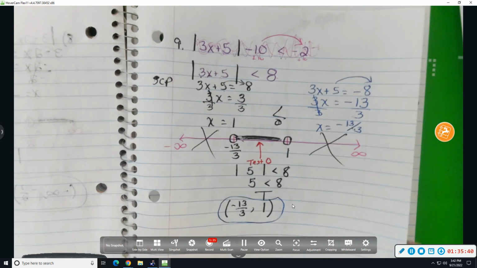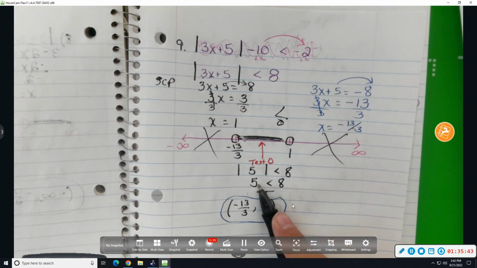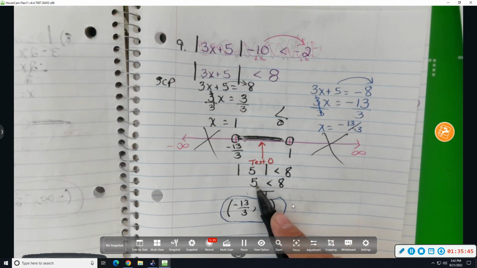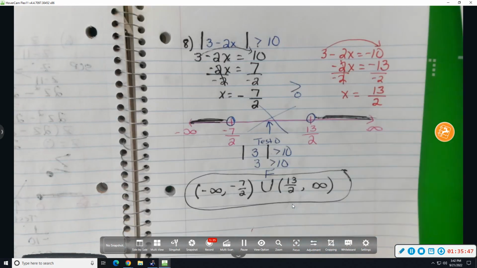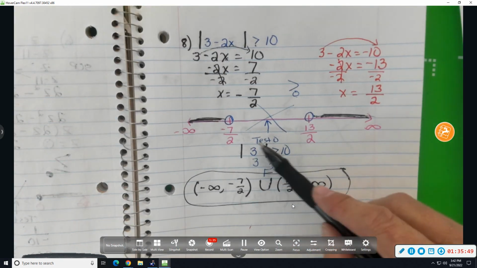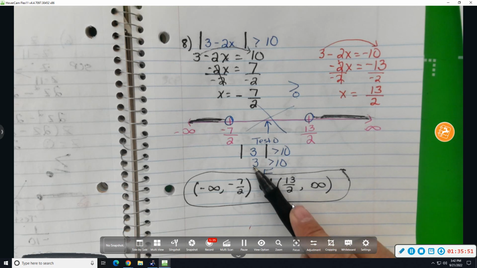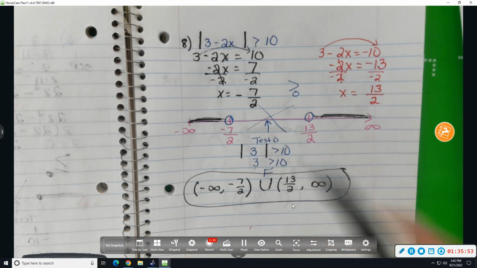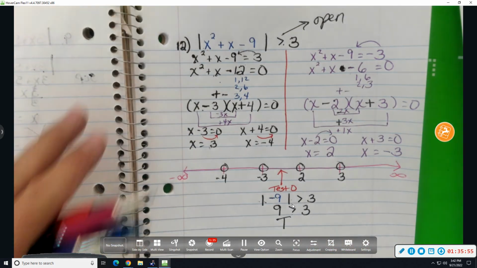You might say, well, you didn't do that over here. Yeah, I did. But the absolute value of positive 5 is just positive 5. Right here, the absolute value of 3, notice how I wrote it, it's just 3. Okay? It might have been lost on you, but you've got to take that absolute value first.